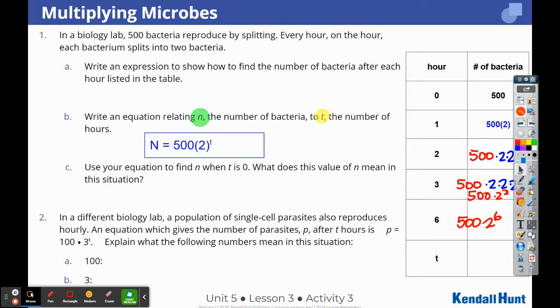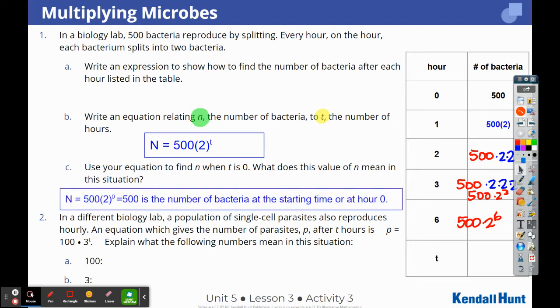Okay. So what if I want to figure out when t is 0? How many bacteria will that tell me that I have? Well, if I have 500 times 2 to the power of 0, 2 to the power of 0 is 1. 1 times 500 is 500. So that tells me the initial amount of bacteria that I'm starting out with, or the number of bacteria I have at hour 0.